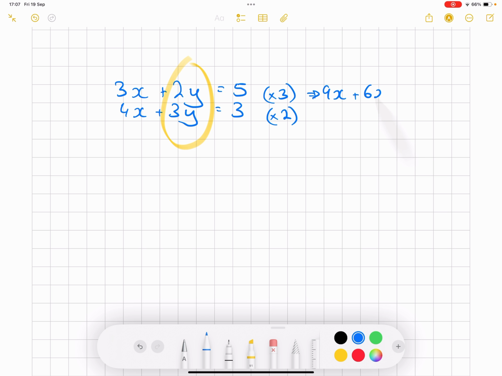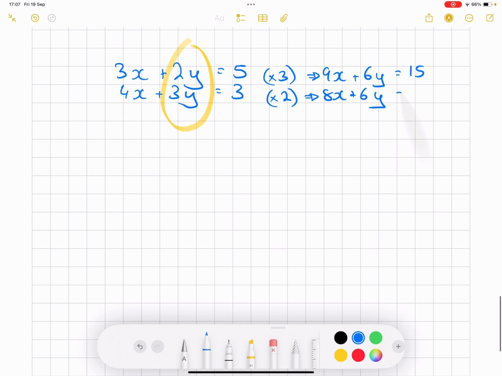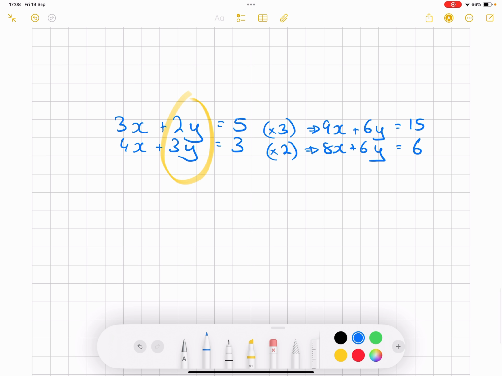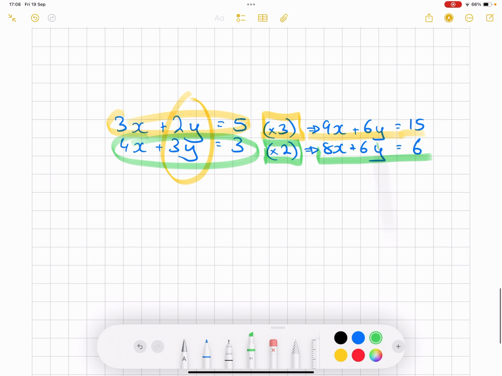9x plus 6y is equal to 15. And on the second line, let's multiply this. 8x plus 6y is equal to 6. So multiply that top line, so this line here, by 3 to get you that there. And the second one, the 4x plus that, by 2. And that got you that there. And we can see the main thing of that was that the y's would both get up to 6. Okay, and we spoke about us having that thought process before we start a question like that as well.